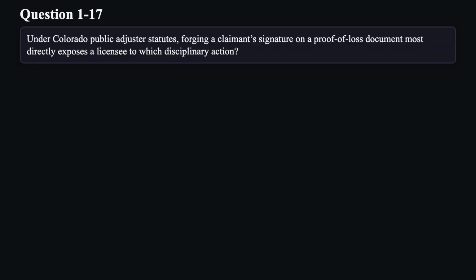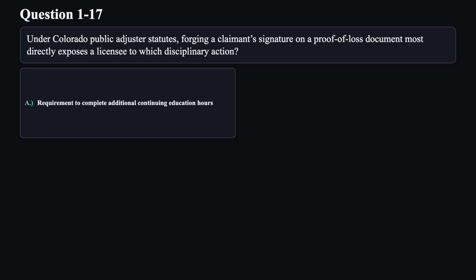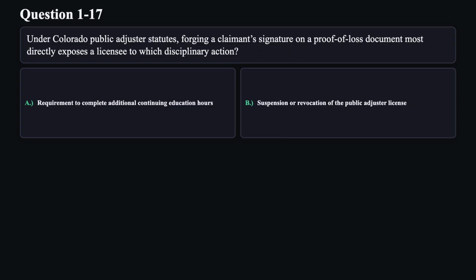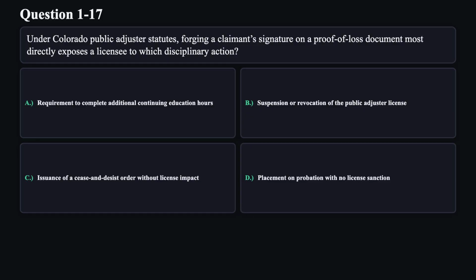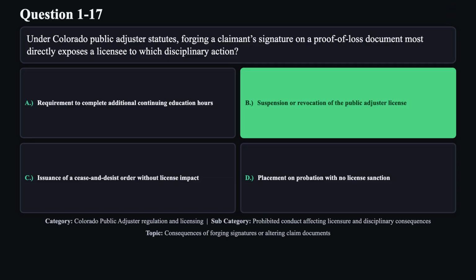Question 17. Under Colorado public adjuster statutes, forging a claimant's signature on a proof of loss document most directly exposes a licensee to which disciplinary action? A. Requirement to complete additional continuing education hours. B. Suspension or revocation of the public adjuster license. C. Issuance of a cease and desist order without license impact. D. Placement on probation with no license sanction.